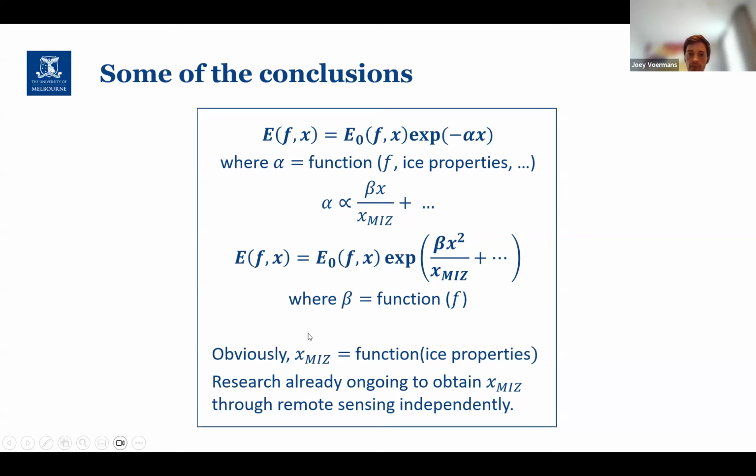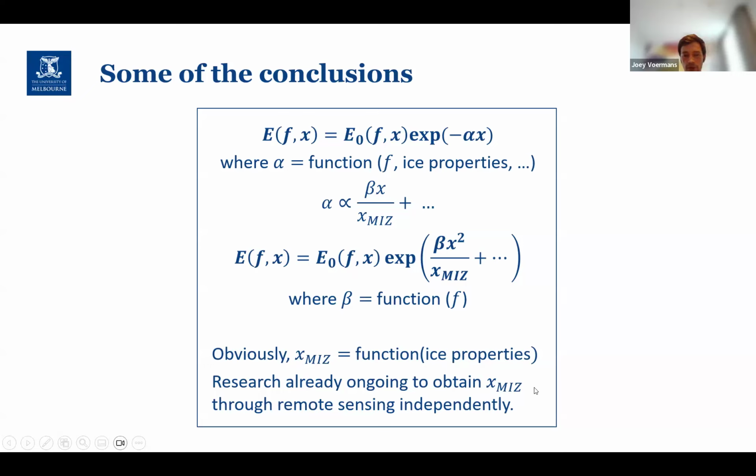There's a bit of a problem, of course, because the marginal ice zone width, we define that based on the wave penetration into the ice. So there's a little bit of an overlap there with other parameters, but in essence, what we think is that the marginal ice zone width is pretty much defined now by the ice properties, as we saw. So ice concentration, ice thickness, floe size distribution, etc.